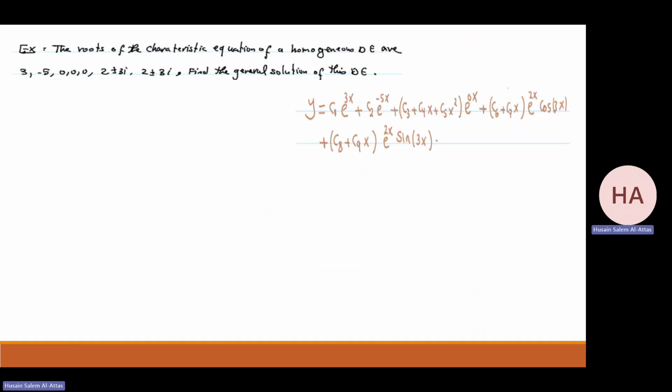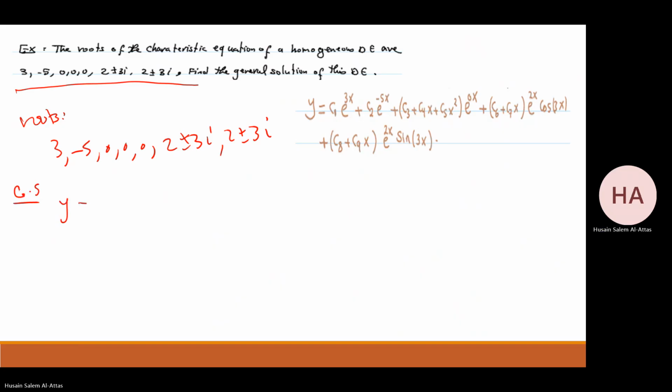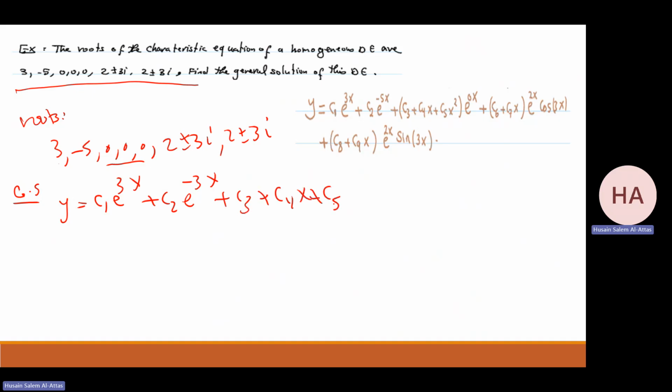Okay, the roots: he gave me the roots and he wants me to find the general solution. So these are the roots. So the roots are what? 3, minus 5, 0, 3 times, and 2 plus or minus 3i, 2 times. Now we want the general solution. This one gave me e to the 3x. This one gave me e to the minus 3x. This is 3 zeros, so I have c3, c4x, c5x squared.